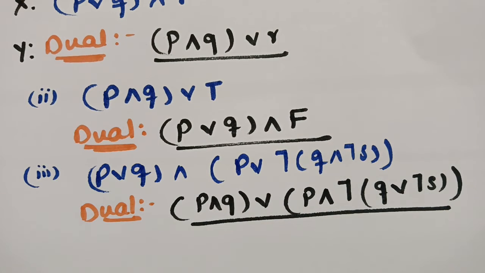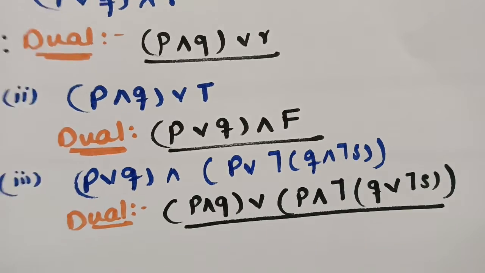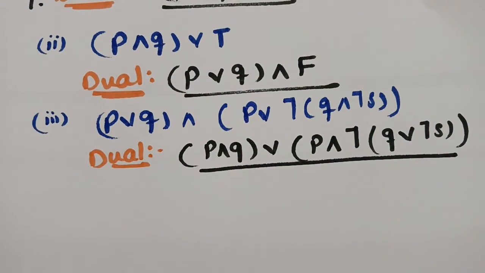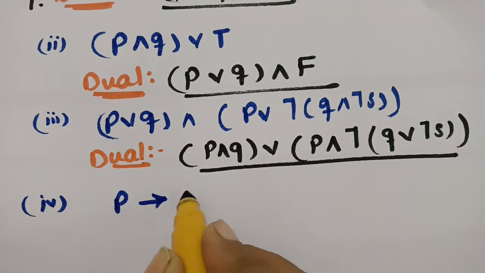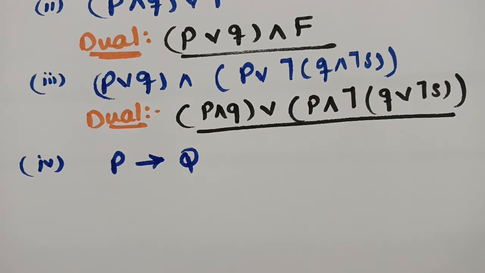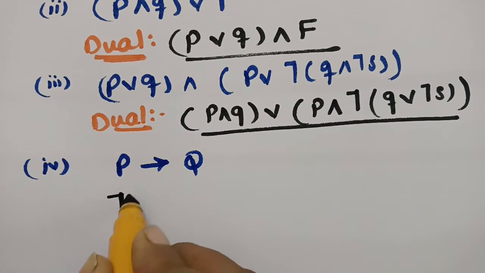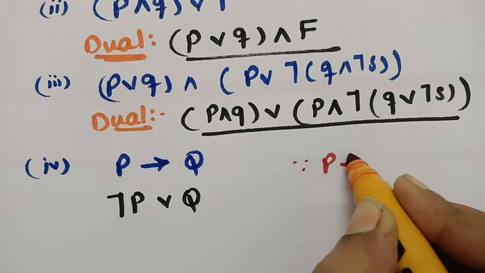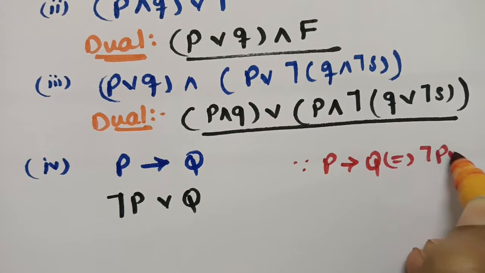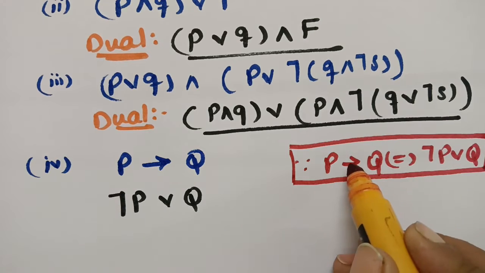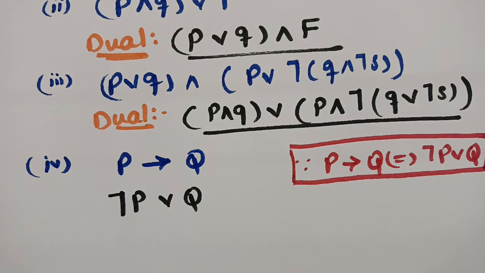And the next one, the fourth question here, is P implies Q. If you observe properly, P implies Q can be written as an equivalent statement, that is negation P or Q. According to our equivalence formula, P implies Q is equivalent to negation P or Q. This is the famous statement which you have to remember. This implication is brought into or. So now what will be the dual for this?